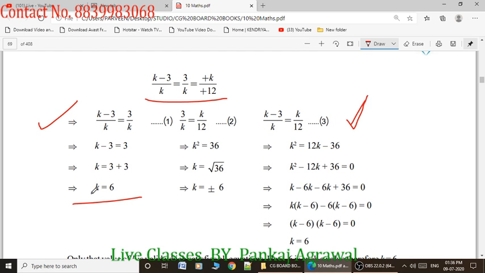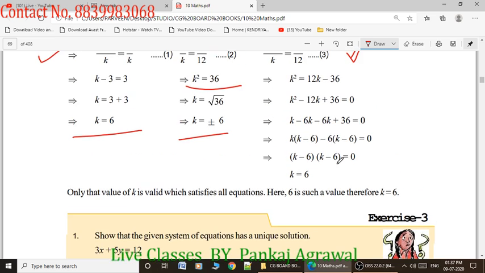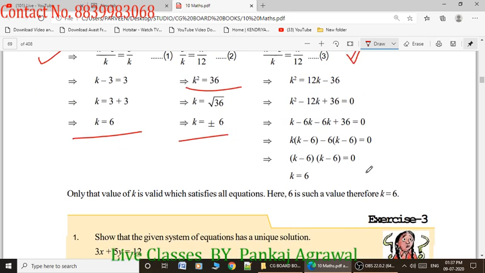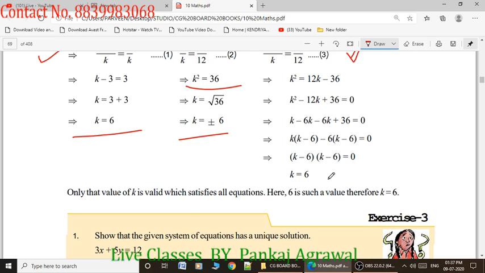So from the first equation you can see here k equal to 6. From the second equation you will find, so then k equal to plus minus 6, because the value is k square equal to 36. So then two solution you will find of k equal to plus 6 and minus 6. Similarly from this third equation also you will find the value of k equal to 6. So here only that value of k is valid, which satisfy all equation. Here 6 is such a value, therefore k equal to 6.